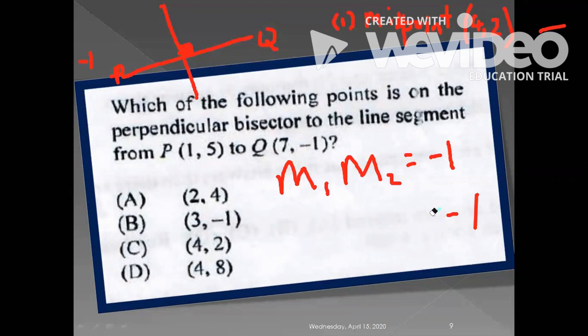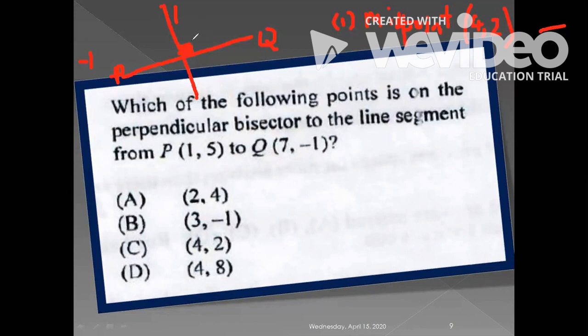So the gradient for the second line is 1. All right. So the gradient for the first one is -1, and the gradient for the second line is 1. Now, why do we need the gradient for the second line? And the second line is actually called what? The perpendicular bisector.